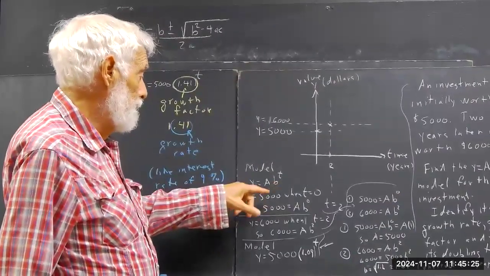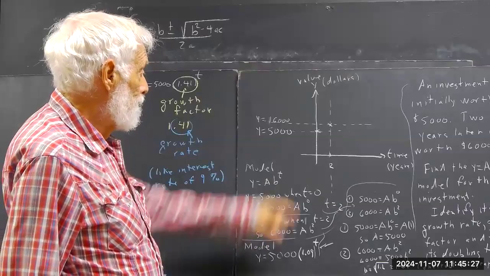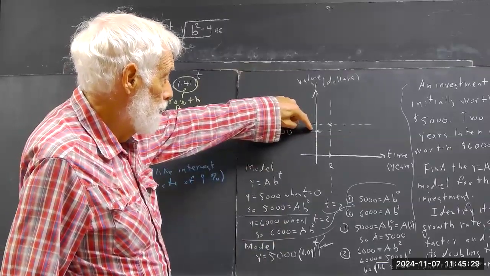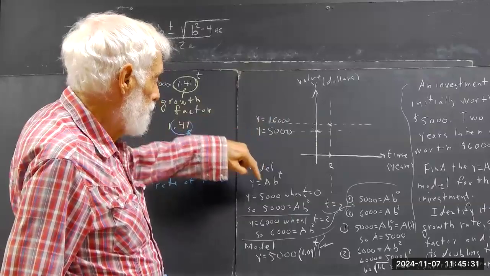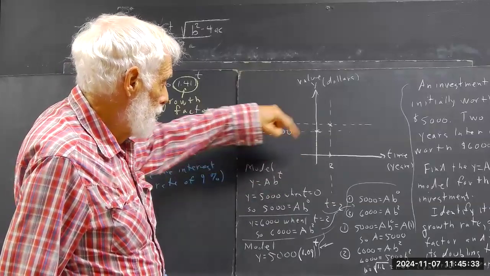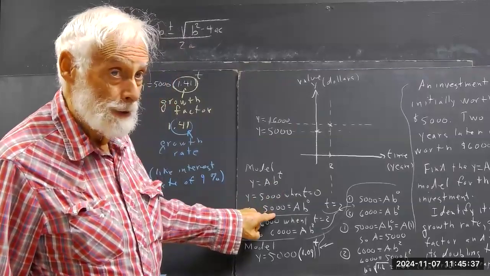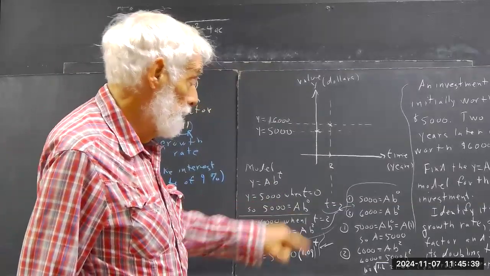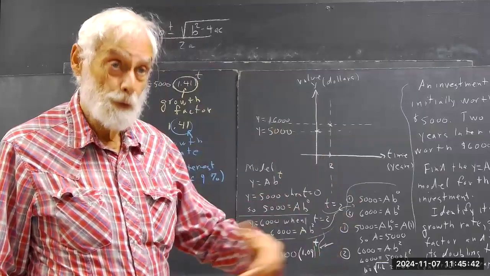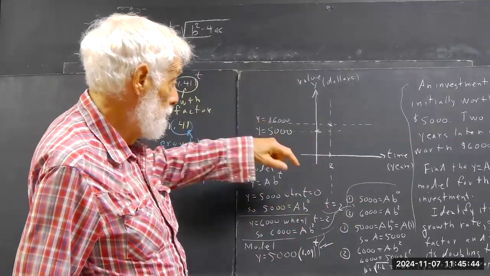You write y equals a b to the t. You've got an x and a y, or a t and a y here. You plug in that t, which is 0, and you plug in that y, which is 5,000, and you get an equation with two unknowns, a and b, or two unknown parameters, is what we would call it.